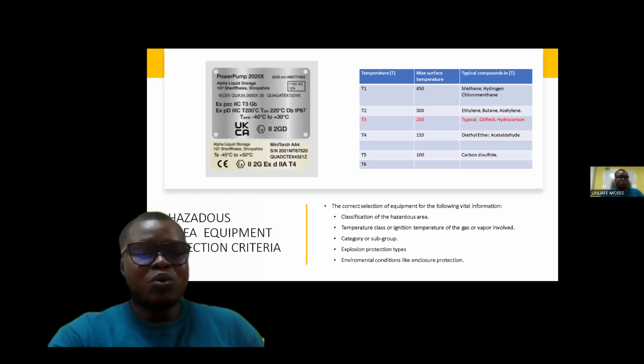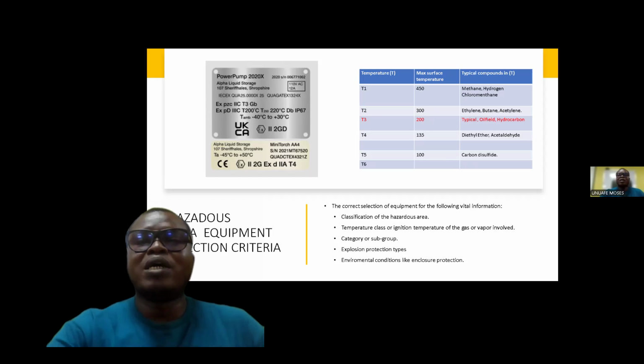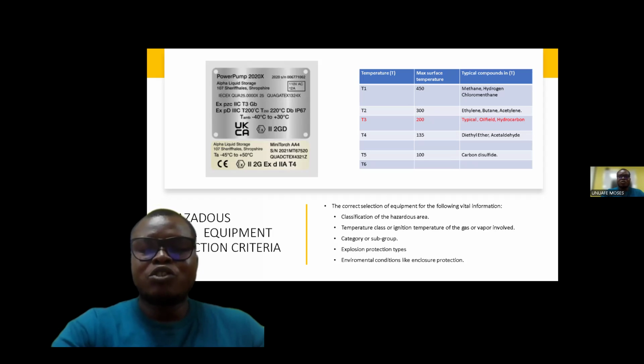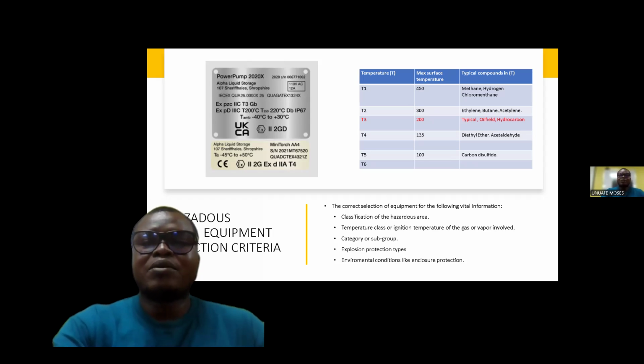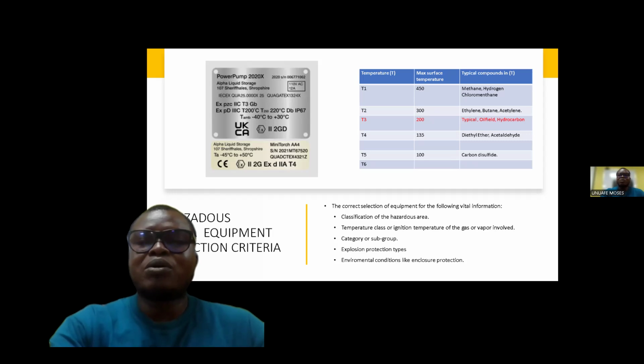Now, for us to do our hazardous area equipment selection, there are criteria that we need to meet. One of them is classification of the hazardous area. Assuming that we have classified an area to be hazardous, then we have to look out for the next, which is the temperature class or ignition temperature.